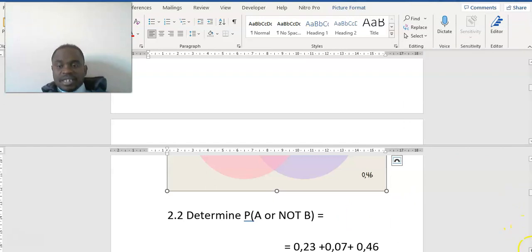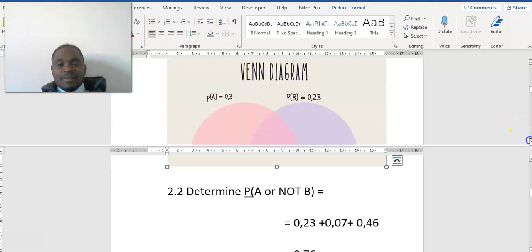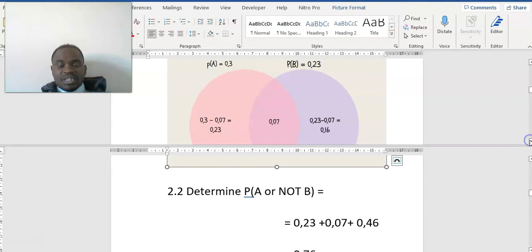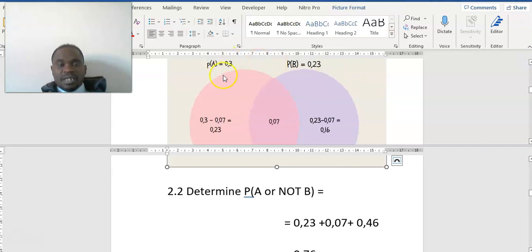Okay, so here the next question says determine the probability of A or not B. Probability of A or not B. So here what are we going to do? What is the probability of A? The whole of this is A. Are we together? So the whole of this is A, which is going to be 0.23 plus 0.07, which sums up to 0.3. So if you write 0.3 it is fine.